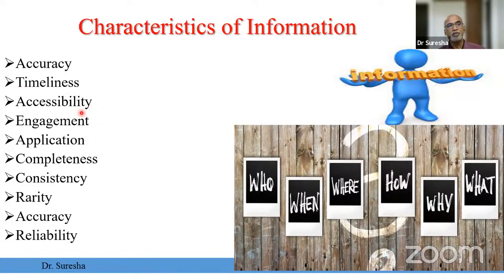Accessibility, it should be in an accessible form, engagement, application. So application, I said information, data will be converted into information based on some requirement or application. Completeness, it should not be off. It should give complete meaning. That is very, very important. Otherwise, we cannot treat it as information.